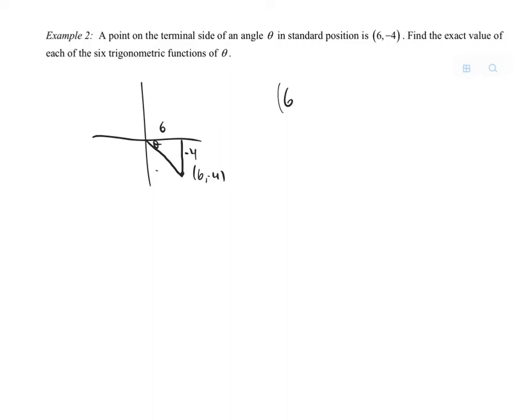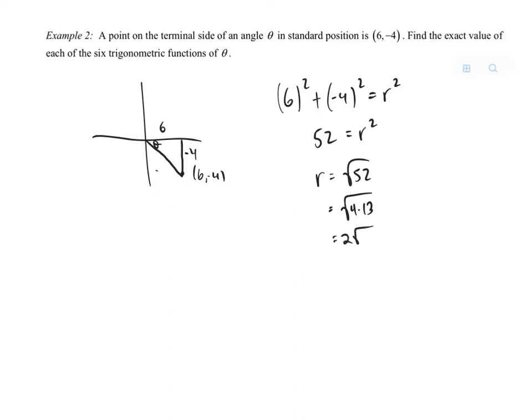So that's going to be 6 squared plus (-4) squared is going to equal the hypotenuse squared. And so if I do 6 squared plus 4 squared, that's going to be 52 equals r squared. And then I'm going to simplify that radical whenever I take the square root, because I know that 4 will go into 52 13 times. And so that's going to end up being 2 square roots of 13. So 2 square roots of 13 will be my hypotenuse.